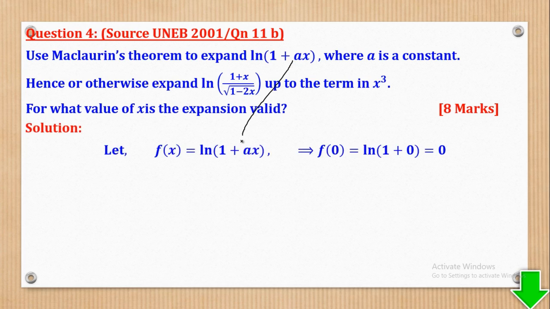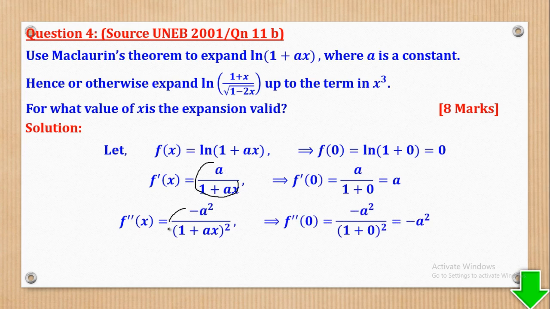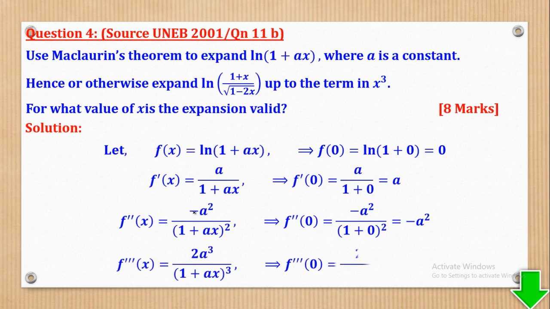So the f(x) is that, substitute x equal to 0, you come up with 0. Then differentiate this, you come up with this. I think you remember how to differentiate natural logarithms. Substitute x equal to 0, you come up with a. Then when I differentiate this, I'll come up with that. Then substitute x equal to 0, I'll come up with negative a squared. Then differentiate this, you come up with this. Substitute x equal to 0, you come up with that.